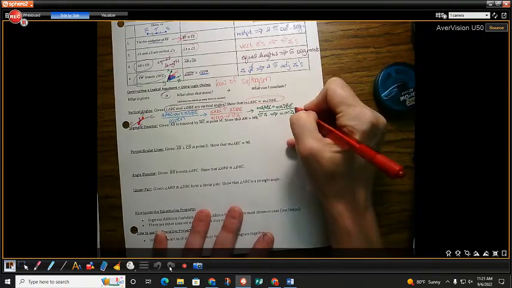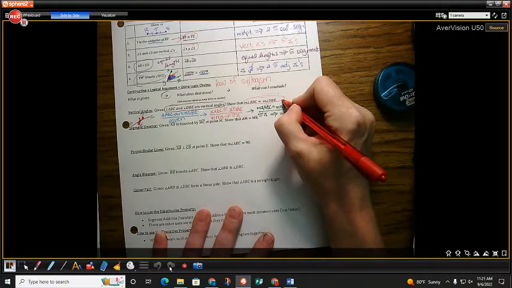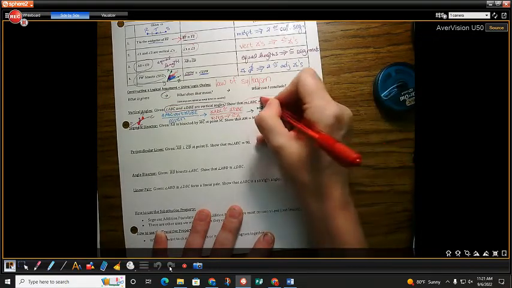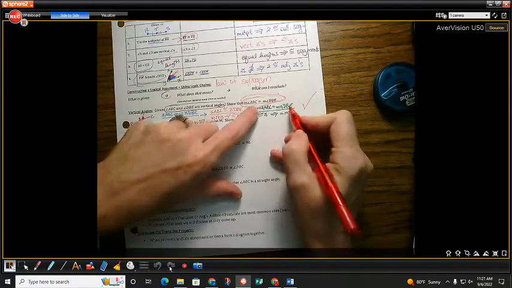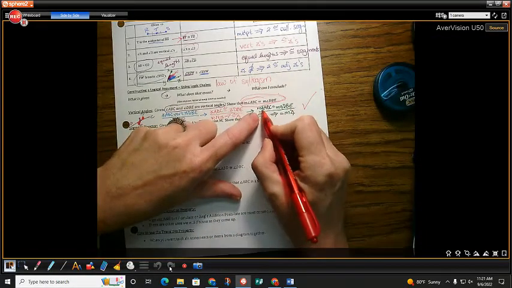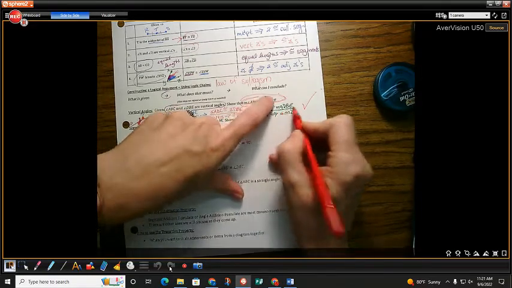Isn't that what they wanted me to find? Guess what, y'all? You're done, because you got to what you were trying to prove. Let's go. See? You proved that the measure of angle ABC equals the measure of angle DBE.